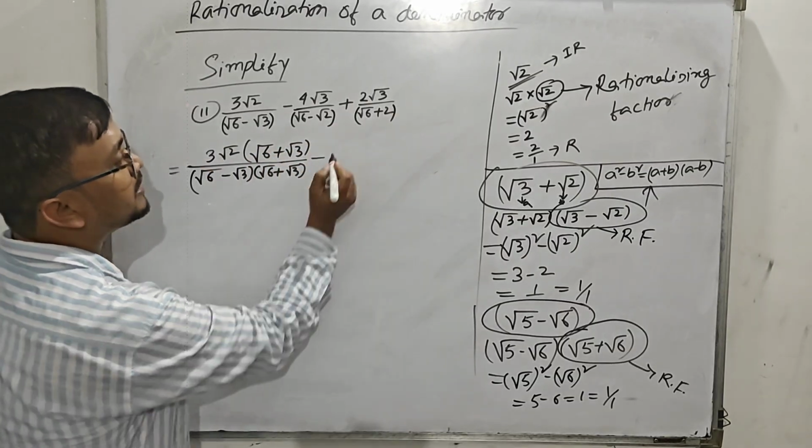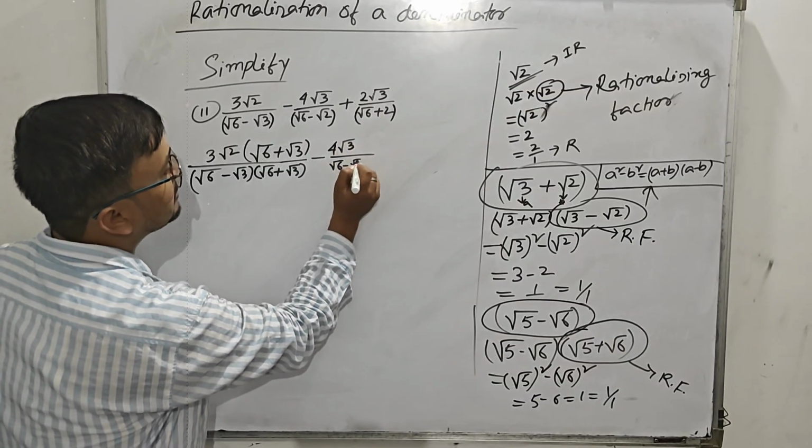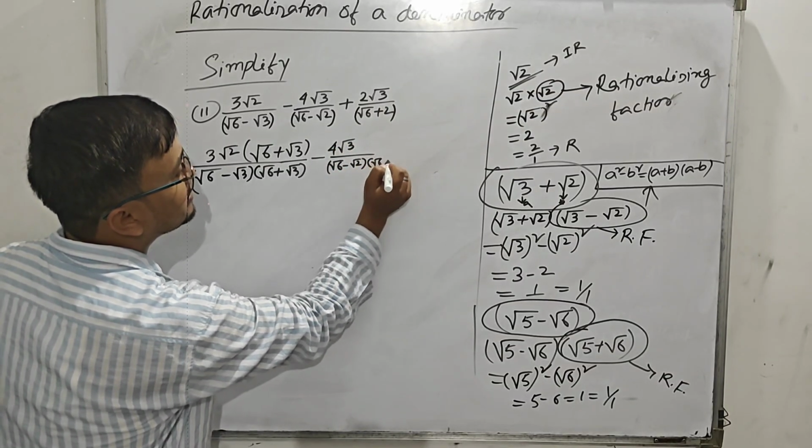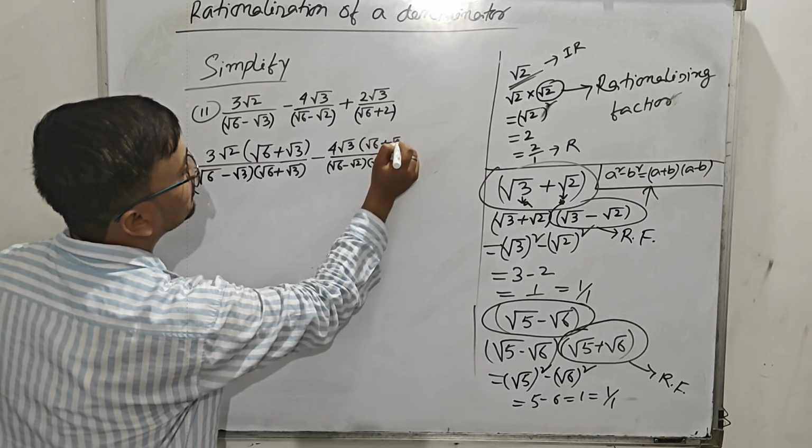Now repeat the same thing for the other terms as well. Root 6 minus root 2, root 6 plus root 2. On top, multiply with root 6 plus root 2.